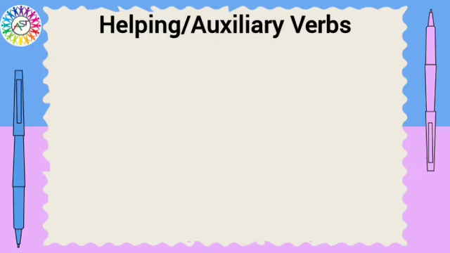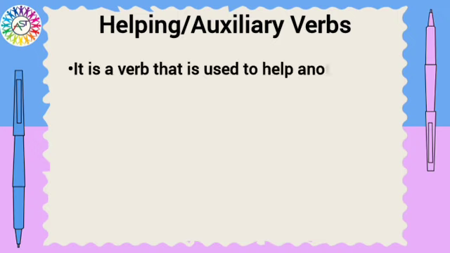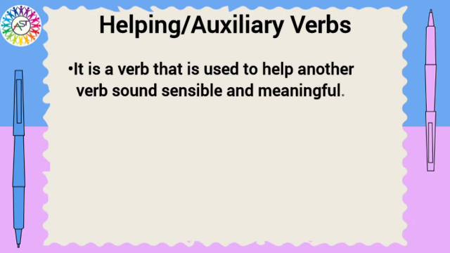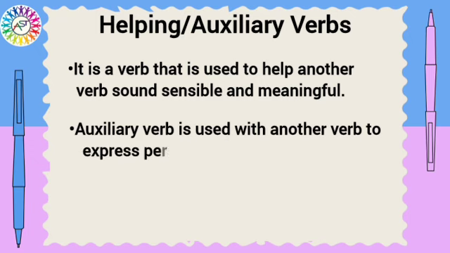Today we learn about auxiliary or helping verbs. A helping verb or auxiliary verb is a verb that is used to help another verb sound sensible and meaningful. Whenever we want the verb to sound sensible and meaningful, we use such verbs to complete the meaning of a verb. Next, an auxiliary verb is used with another verb to express person, number, mood or tense.